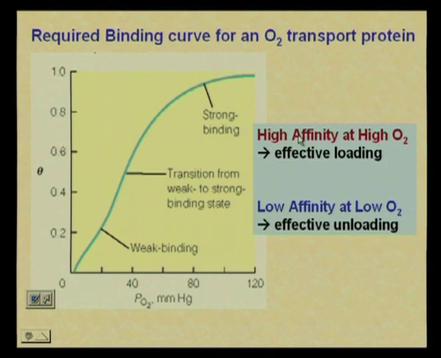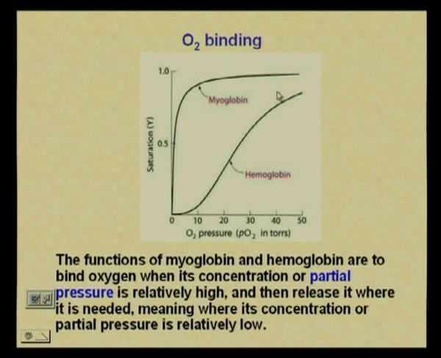So, you would have it bind in a sigmoid fashion. It would have high affinity at high oxygen. Why? Because you want efficient binding, effective loading. It would have low affinity at low oxygen. So, you would have effective unloading of the oxygen. Okay. So, this is what we have. Saturation, the partial pressure of oxygen. This is the myoglobin curve for oxygen binding. That is a hyperbolic curve. This is a sigmoidal curve for hemoglobin, and you understand why it has to be a sigmoidal curve and why this has to be a hyperbolic curve.